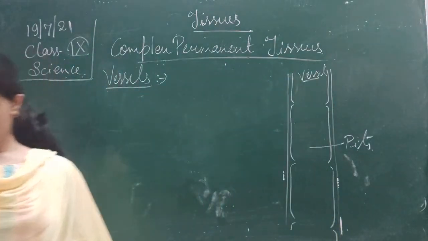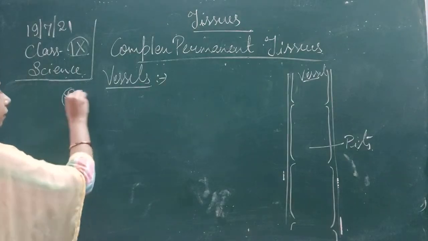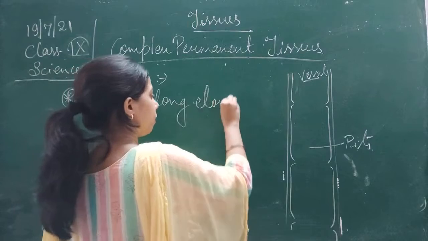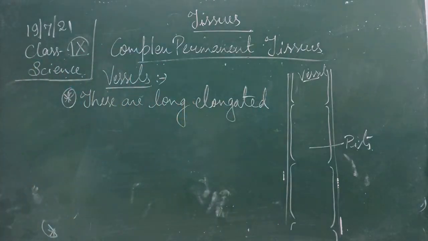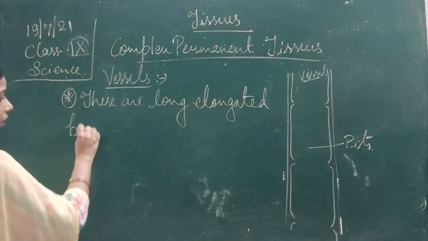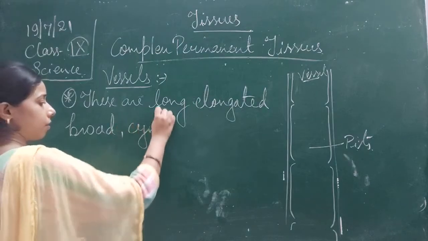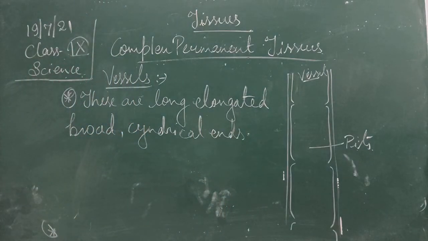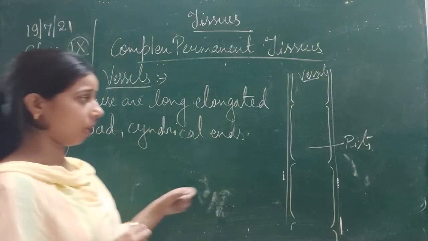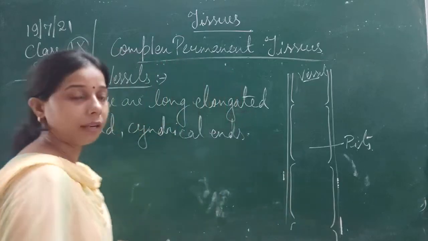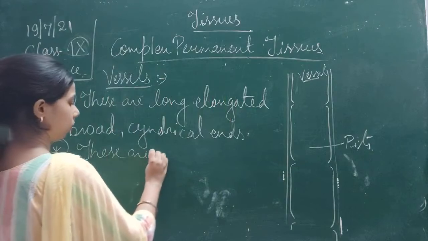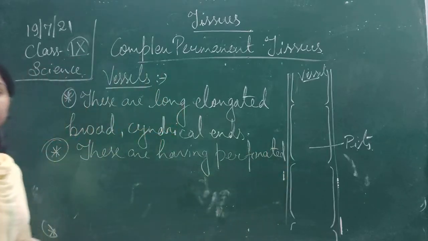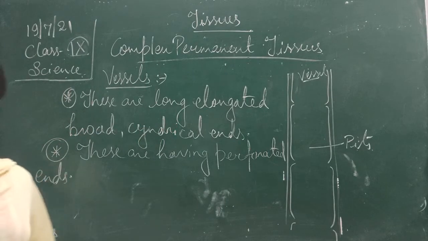So xylem vessels are long, elongated, broad, cylindrical cells. They have perforated ends, which means the ends are not closed off or connected to each other. All of these have perforated ends.